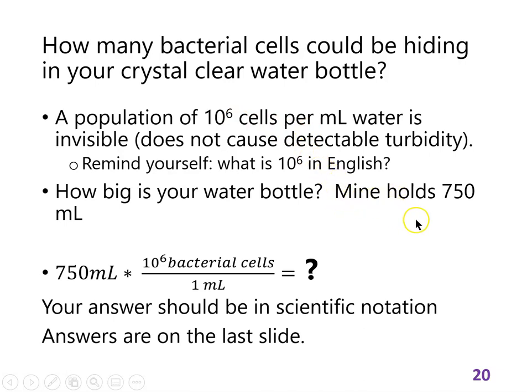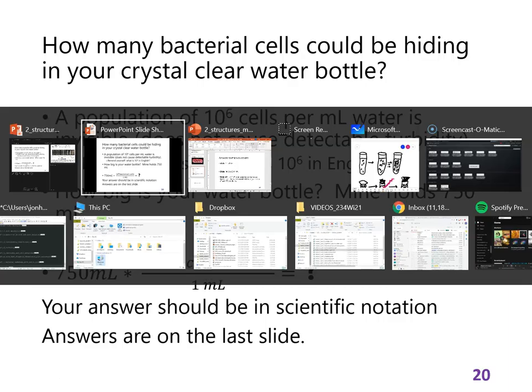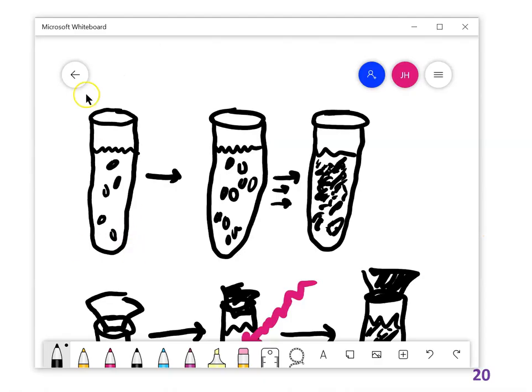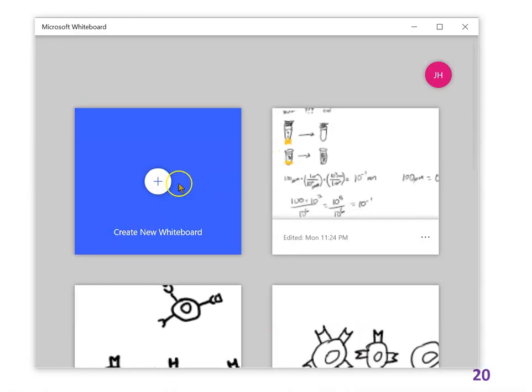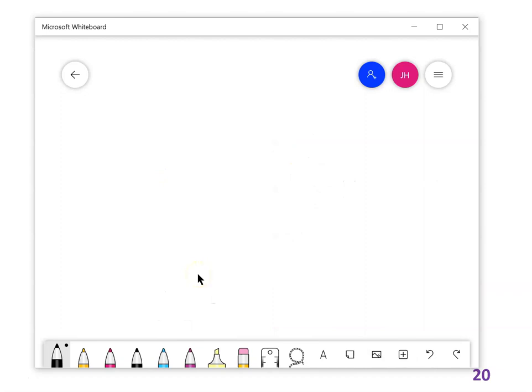So if we have a water bottle that holds 750 milliliters, and we know you can hide 10 to the 6th cells per milliliter, how many could be hiding in your water bottle? Well, let's see. Let's get a new drawing. I do this in the most explicit way I can. I write out all the units and I make sure they all cancel. And I do it one step at a time.